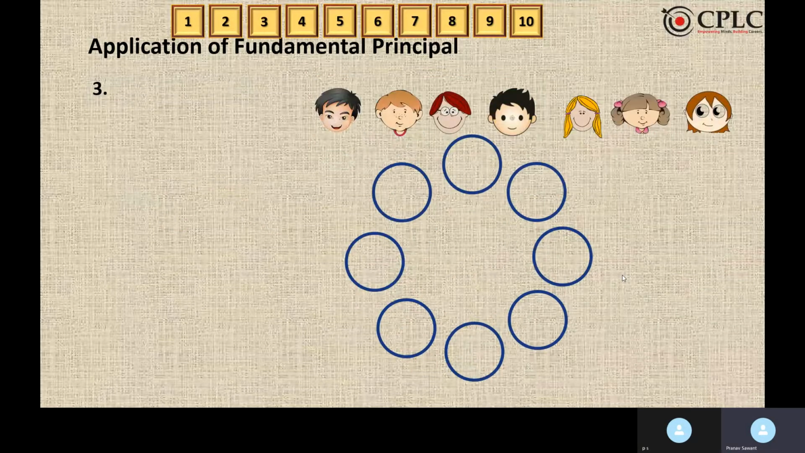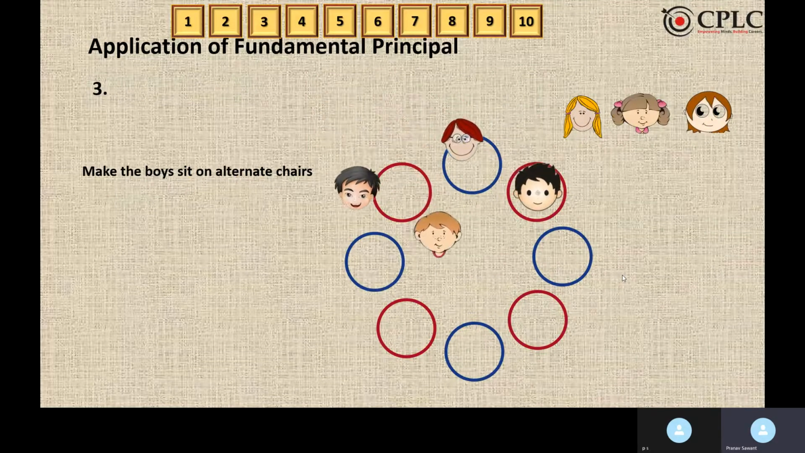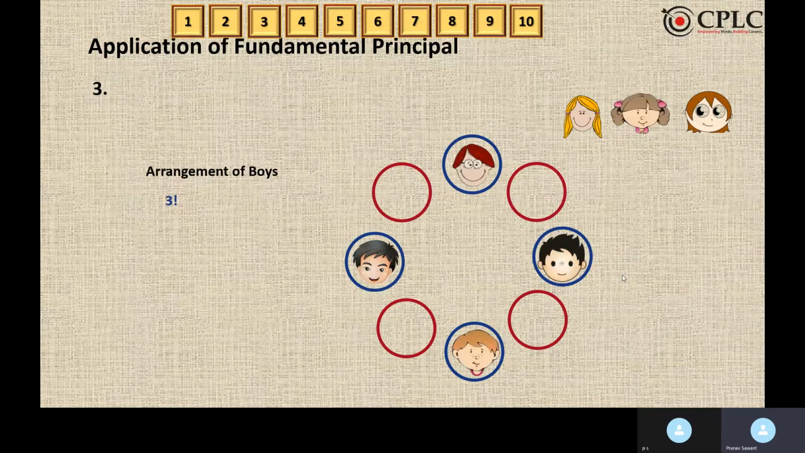There's one more way of solving this question. Make the boys sit on alternate chairs first. So let us make all the boys sit first. Now, the arrangement of the boys will be 3 factorial because 4 boys are seated in a circular way, so n minus 1, that is 4 minus 1, which is 3 factorial. Now what we are going to do is choose 3 seats out of the remaining 4 for the girls.